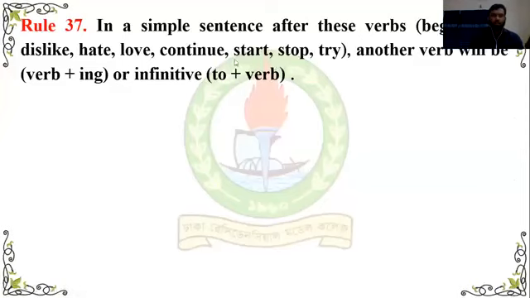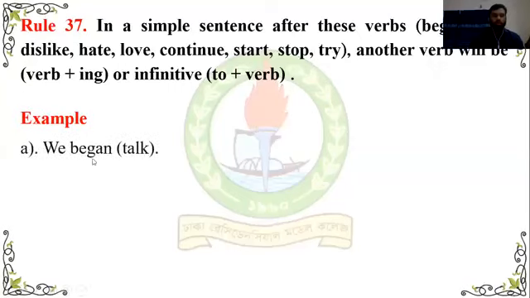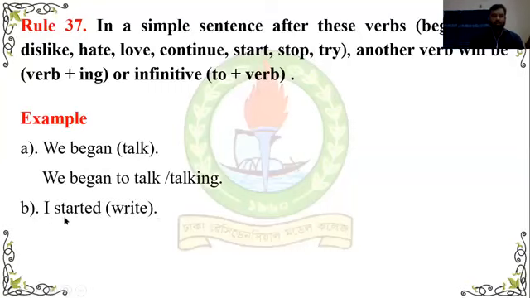Here you see in a simple sentence, after this verb another verb will be the infinitive form or verb plus ing form. You may take both. Let's see. We began to talk. So we can write we began to talk or we began talking. I started to write or I started writing. Both are right.